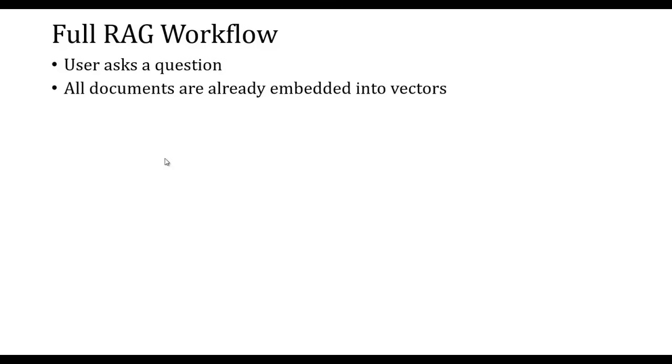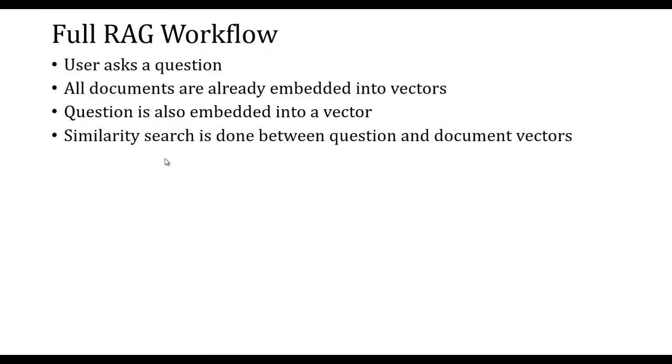Now, let's understand the full RAG workflow. First, the user asks a question. All documents are already embedded into vectors and are available inside the vector store. The question asked by the user is also embedded into a vector. Next, similarity search is done between the question and document vectors. Hope all of you are clear with this, right? Document vectors are available inside the vector store. Now the most relevant document is selected.